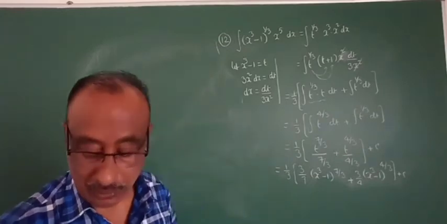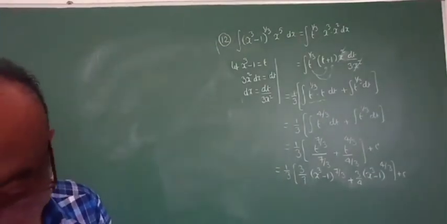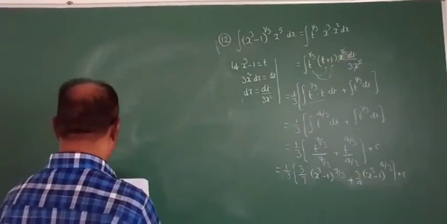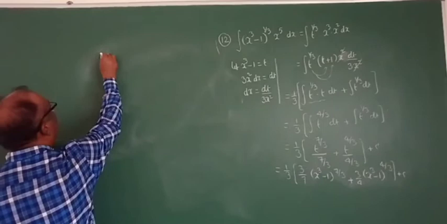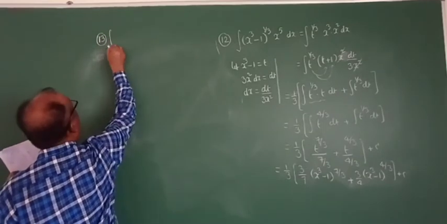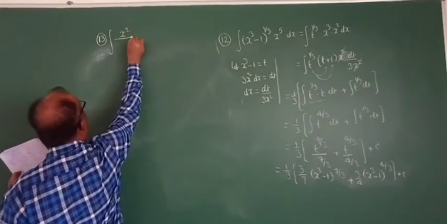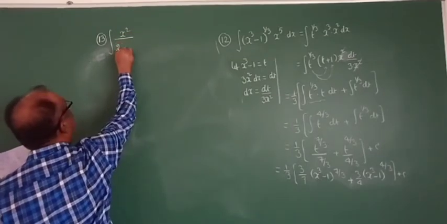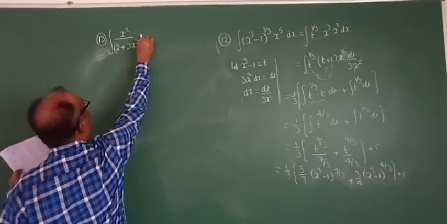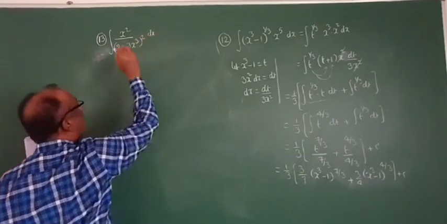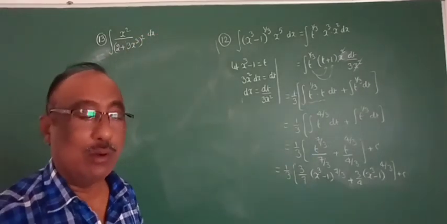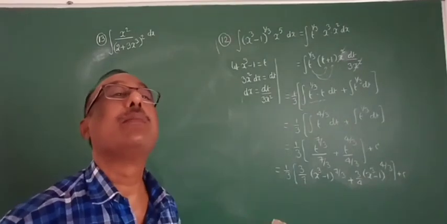Right, everyone go through the problem. First, everyone see the 13th problem. Integral of x square by 2 plus 3x cube whole square into dx. Again you can observe. Again observe. So, no formula for u by v.